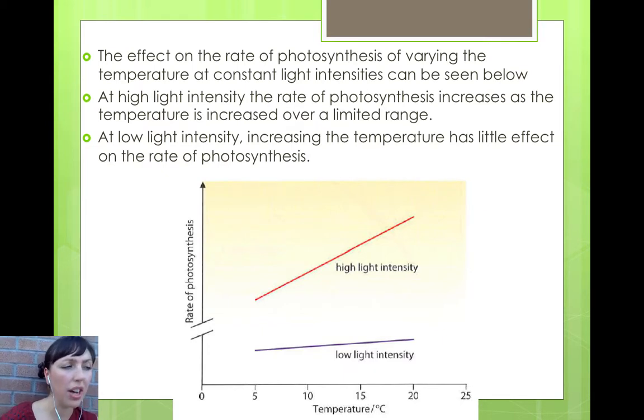Okay, similarly, the effect on the rate of photosynthesis of varying the temperature at constant light intensities can be seen. So at high light intensity, the rate of photosynthesis increases as the temperature is increased over a limited range. At low light intensity, increasing the temperature has very little effect on the rate of photosynthesis.